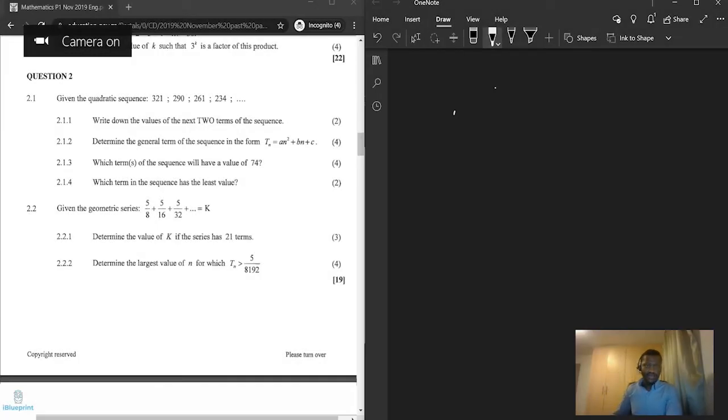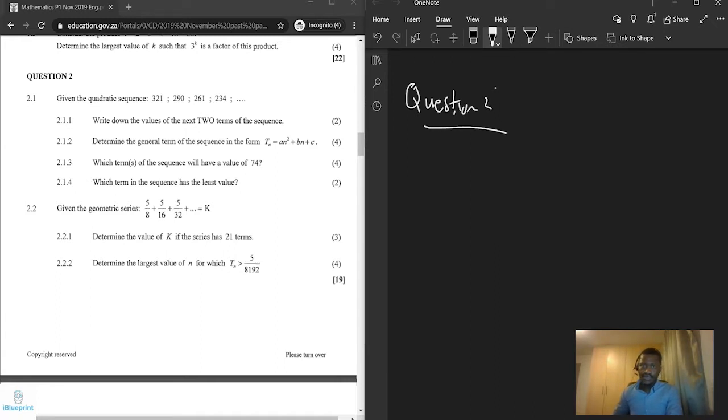Hi guys, so we're going to be moving over to question 2 now. Okay, so this is a quadratic sequence. So here you have 321, 290, 261, 234. Right, so the first question is write down the value of the next two terms of the sequence.